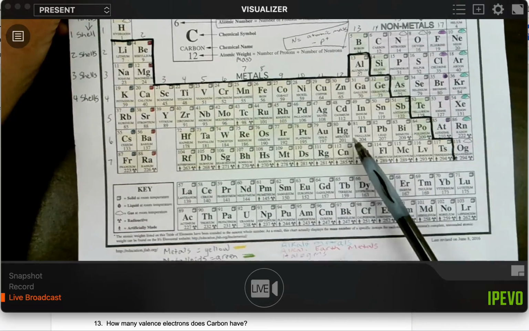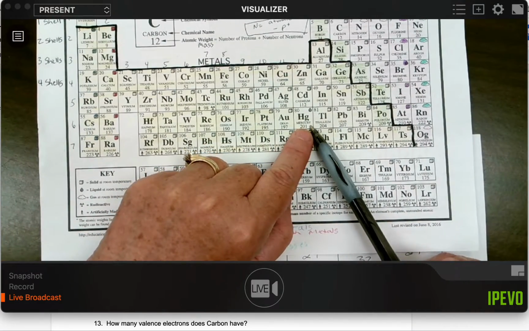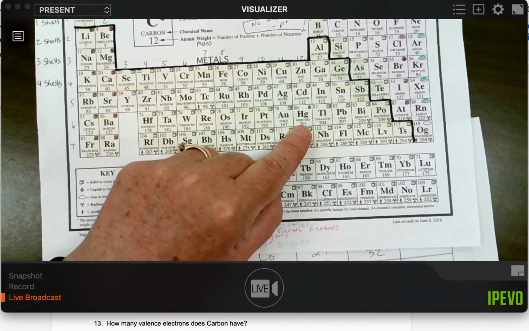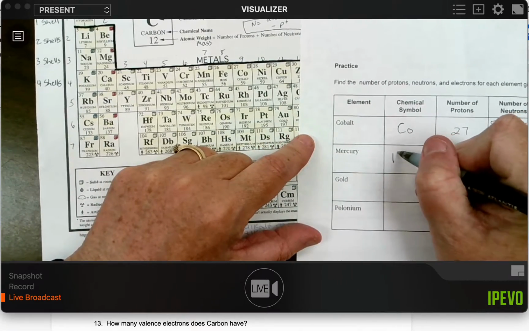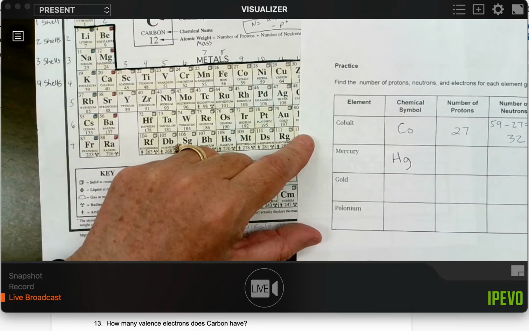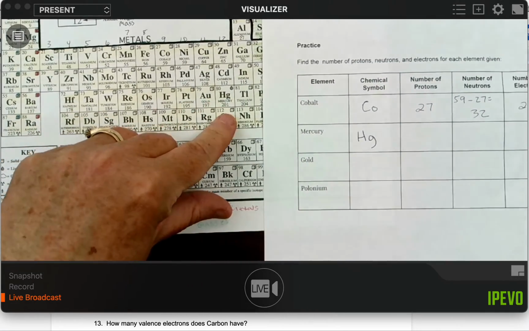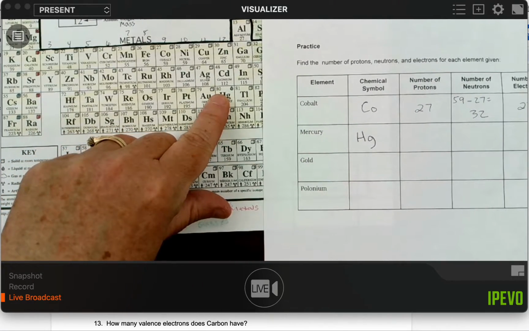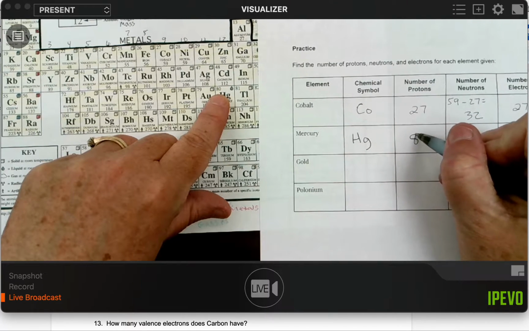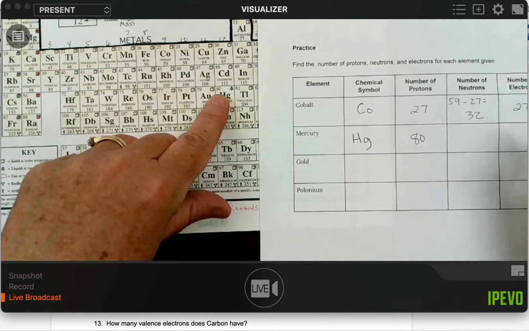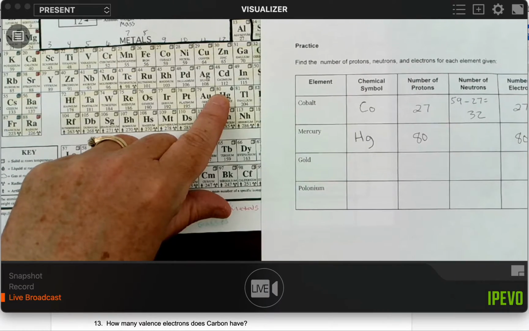Okay, so Mercury is Hg. So the chemical symbol would be capital H, lowercase g. Number of protons in Mercury, so I have 80 as my atomic number. So that means I have 80 protons and I have 80 electrons.